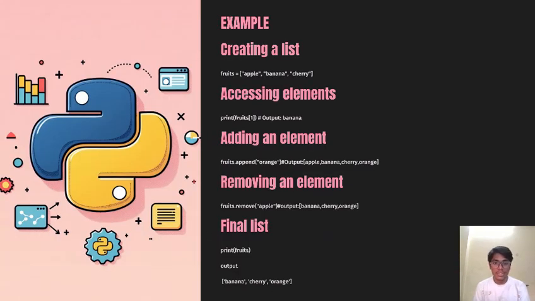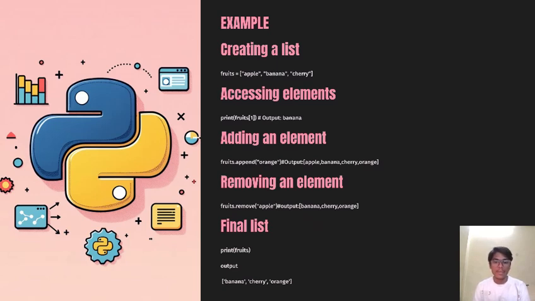Example: creating a list. So here a list is created by the name fruits. It contains the items apple, banana, cherry. Accessing elements: print fruits of index 1. The output will be banana. This is index 0. It starts with index number 0. And here banana is index number 1. So we will get the output as banana.